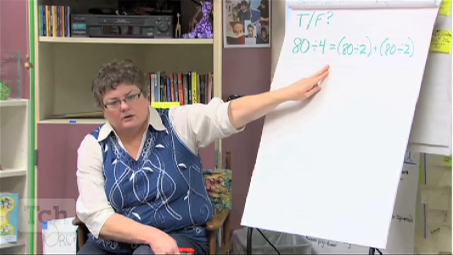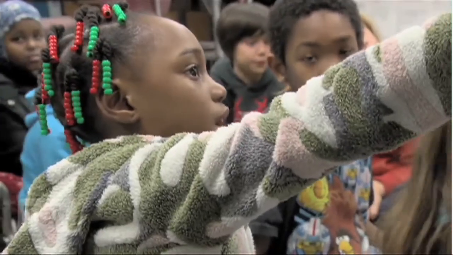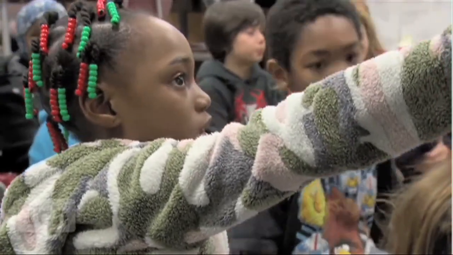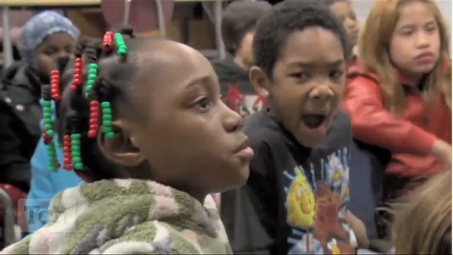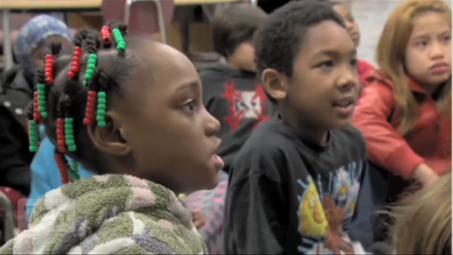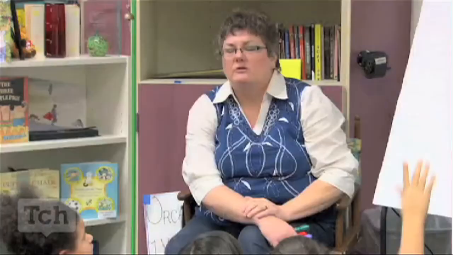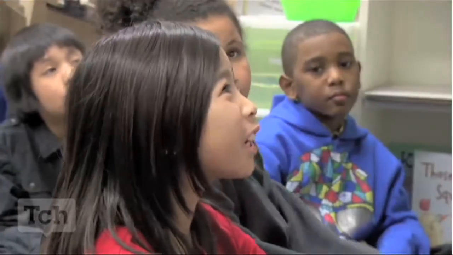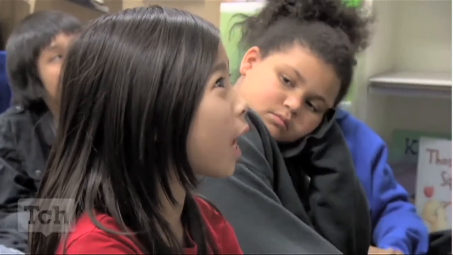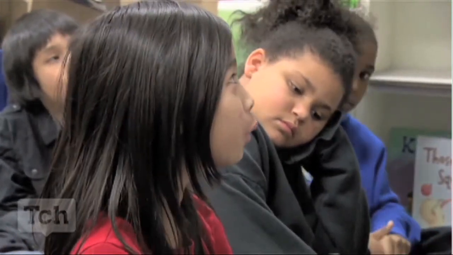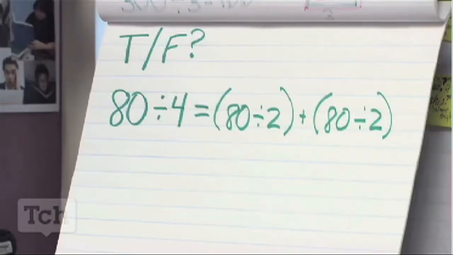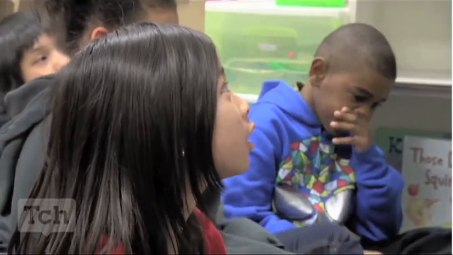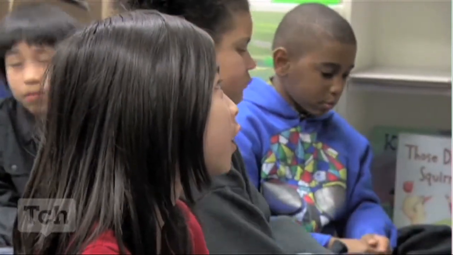It's 20 is the same as 80 divided by 2, which is 40, plus 40, which is, it's false because 40 plus 40 is not 20, it's 80. Go ahead, Vivian. I think it's false because if you do 80 divided by 2, then you already split all the Skittles, so you can't do it again because all the Skittles are already gone. You can't change the divisor, you can only change the dividend.